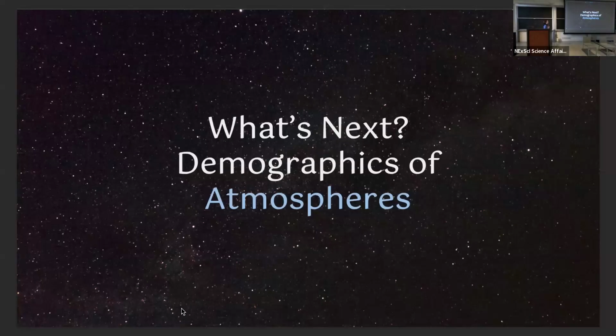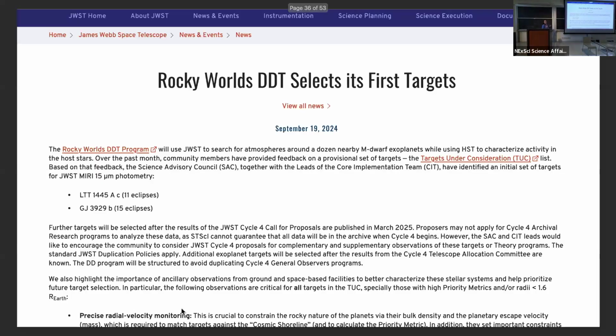So other types of demographics that we can think about is atmospheres. I mentioned this at the beginning of the talk, that it's really exciting thinking about terrestrial planet atmospheres around these mid to late M dwarfs, because that's where we're able to detect them with JWST if they were to exist. And this is something that is happening right now. Some of you may have heard of this Rocky Worlds DDT program. So it's a director's discretionary program with JWST that has 500 hours of time specifically to answer this question of whether M dwarf terrestrial planets have atmospheres.